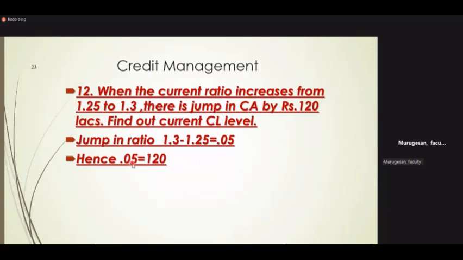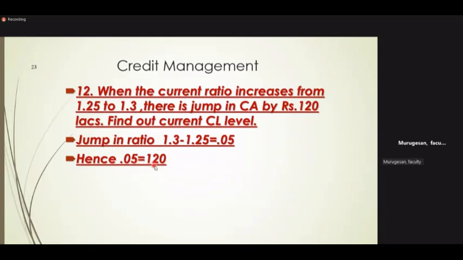So 0.05x is equivalent to 120, meaning 1 is equal to what? 1 means current liabilities. Current assets are 1.25 times the current liabilities. Now because of the 120 increase, current assets are 1.3 times the current liabilities. Now immediately you can find out. Yes, he is correct.